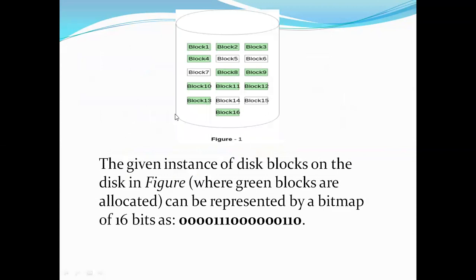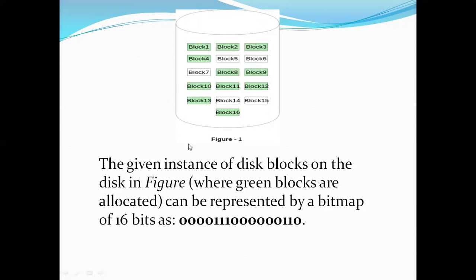This is a diagram which has 16 blocks. If you observe, out of all the 16 blocks, some are colored and some are in normal white color. The colored ones indicate that they are already occupied, and the white ones indicate that they are not occupied. Now, to represent the status of all 16 blocks, whether they are occupied or not, I'll be using the bitmap or bit vector method. In that, the bits will be written in this fashion, either zeros or ones. Zeros indicate that the block is occupied.